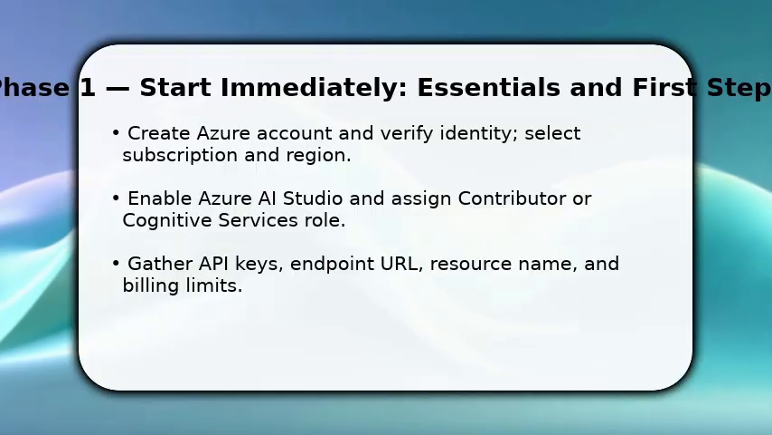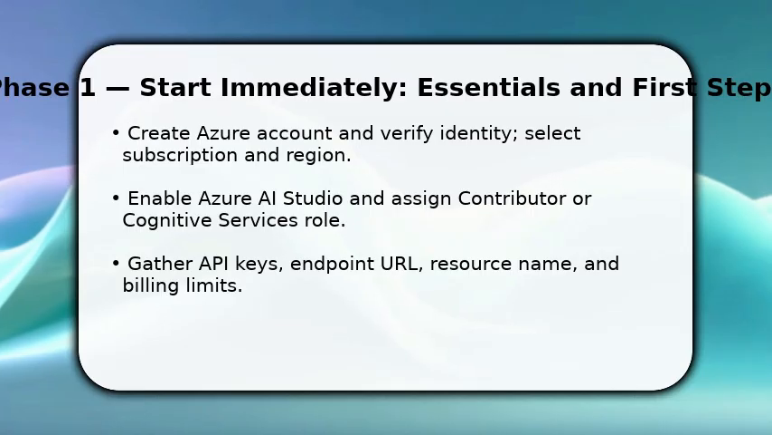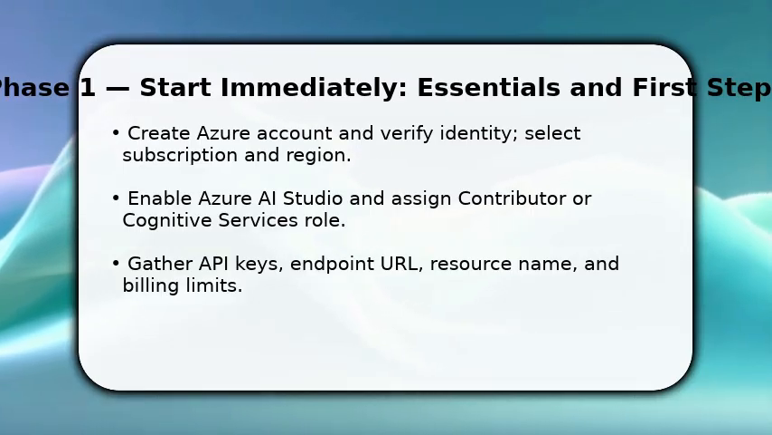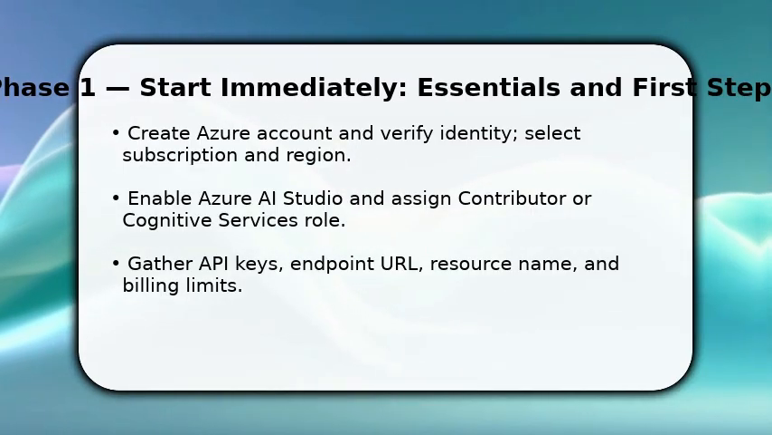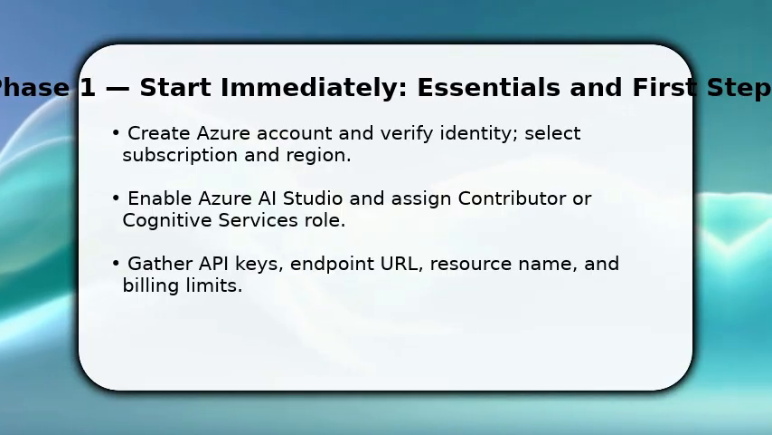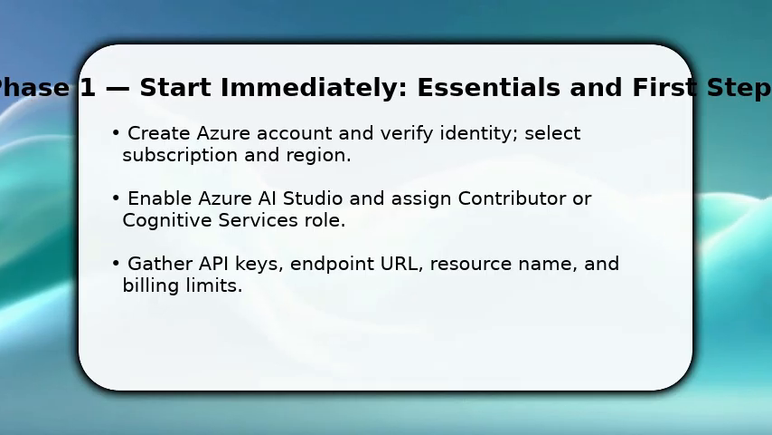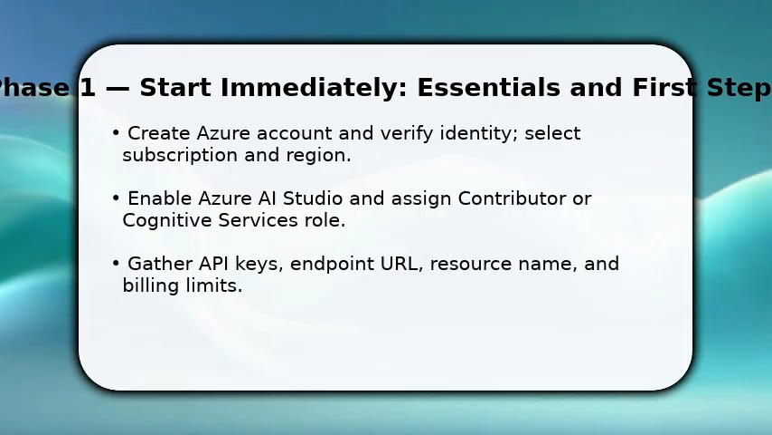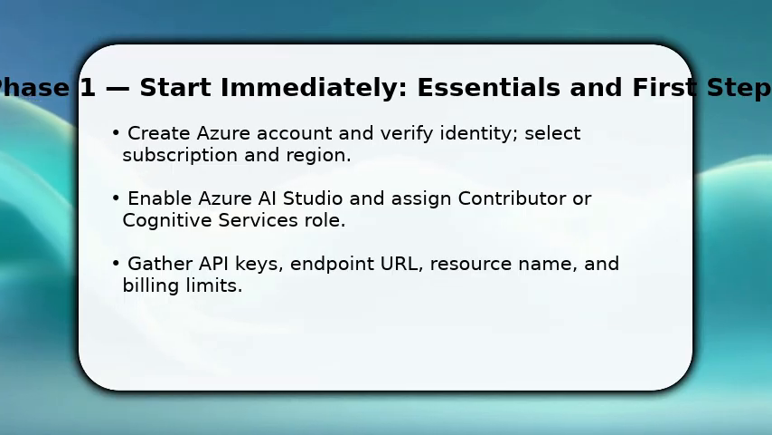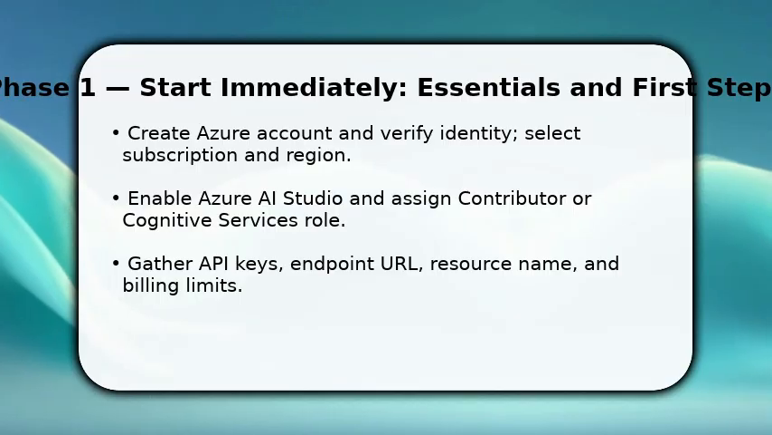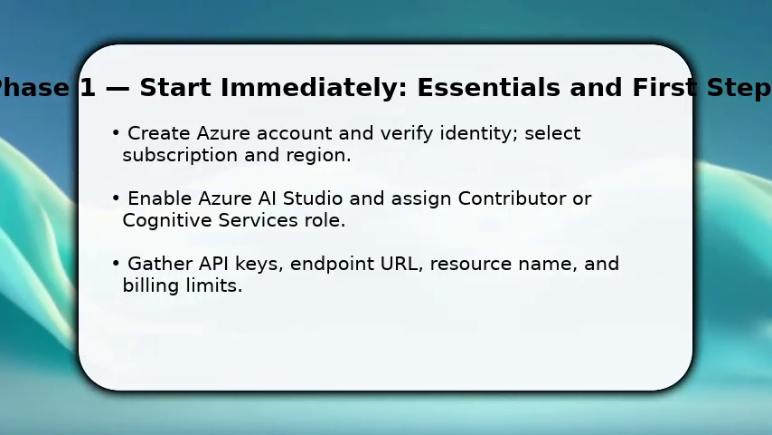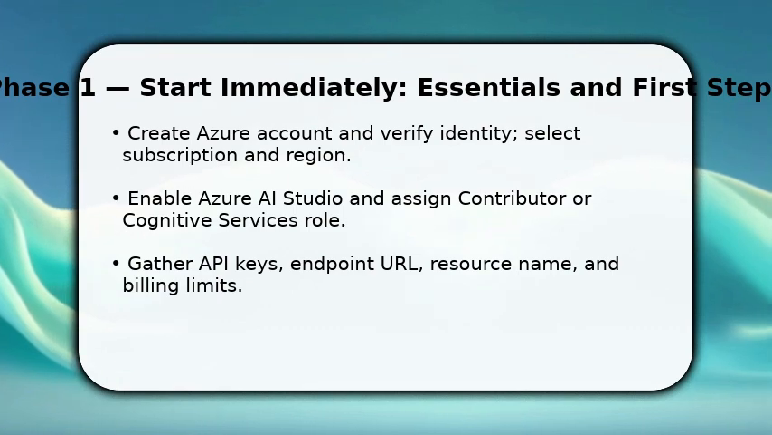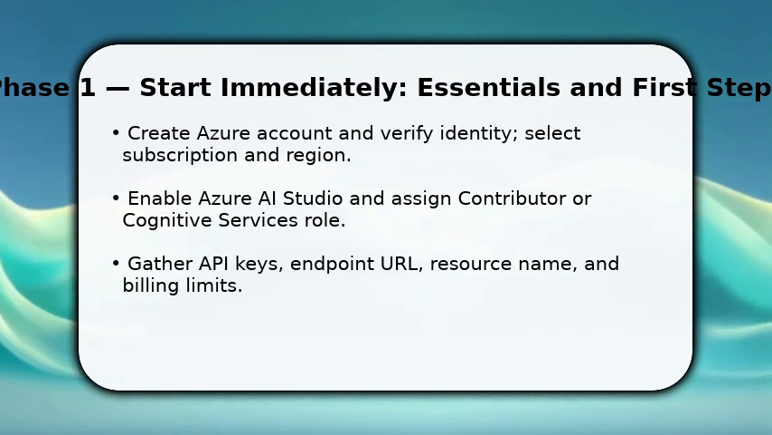You start by preparing the essentials. Create or sign into your Azure account, pick the subscription and preferred region, and enable Azure AI Studio. Once done, provision an AI resource or cognitive services instance because you need an endpoint and API keys to call models. Make sure to set appropriate roles, contributor or cognitive services user, so you can manage keys and deployments. Also, confirm billing and quota limits up front to avoid interruptions, while you move to building and testing.